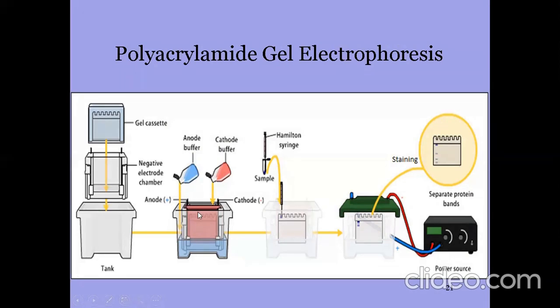Here you can see the anode buffer and cathode buffer, they can be different. Now the sample injection into the wells, and then the power supply will be provided, and after that staining of the gel will be done. There are certain pre-stained samples as well. Specifically the ladder, we can make them pre-stained.